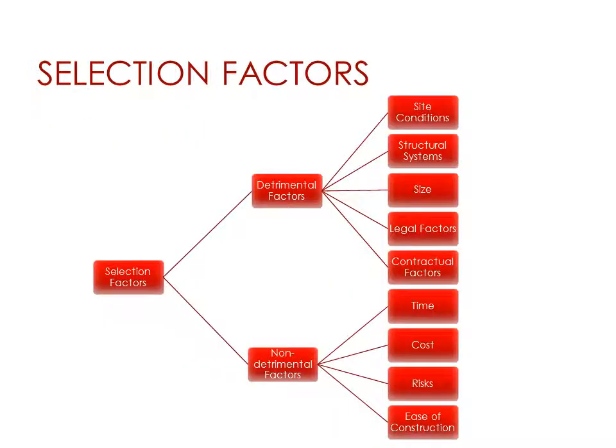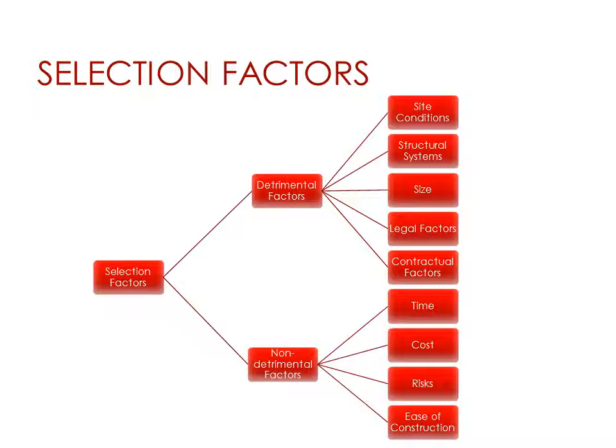So these selection factors that will tell us which method to use in what case could be classified into two major families. First is the detrimental factors. Second is the non-detrimental factors. Detrimental, we mean that it's a yes or no question. It works by exclusion. So either this method will be included or excluded. Either the method is applicable in that case due to whatever reasons or not.